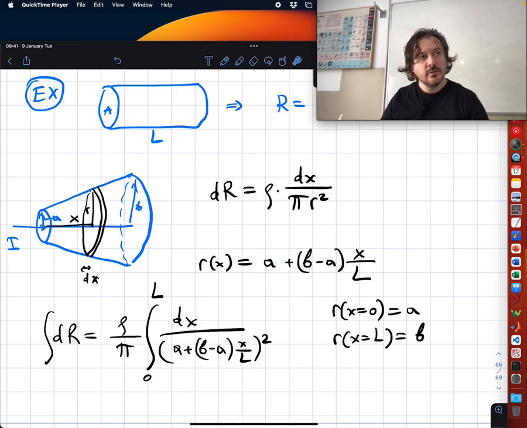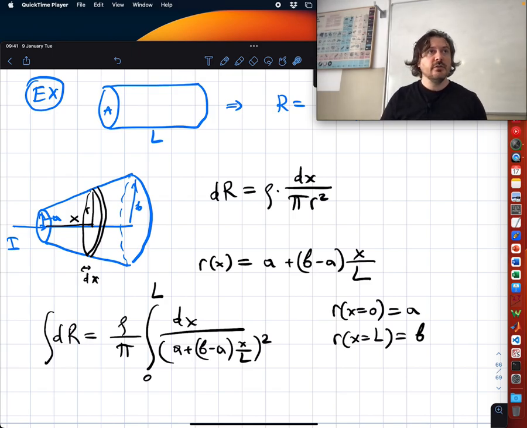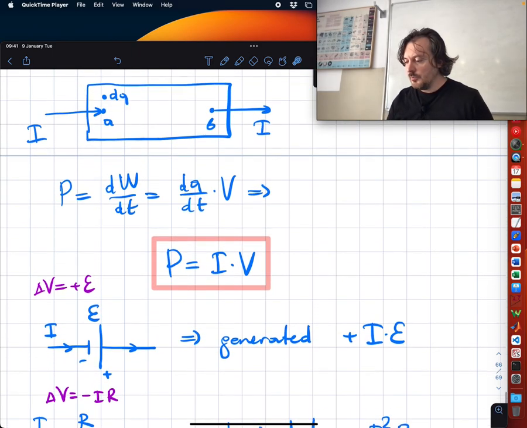But A needs to be 0, right? What? A? B is not 0. I mean, when x equals L, A is 0, right? When x equals L, A and B are positive values. They are constants. R is changing. Okay? Done? Any other questions from before?